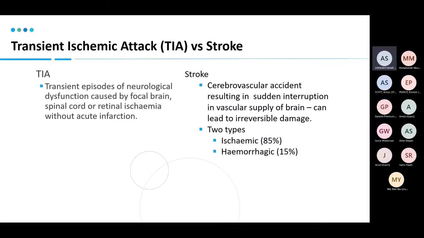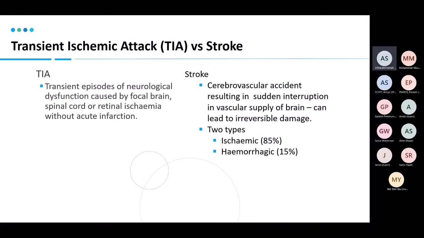So just to differentiate between a TIA and stroke. The definition for a TIA is a transient episode of neurological dysfunction, which is caused by a focal brain or spinal cord or retinal ischemia without any acute infarction. So there's no actual cell death, it's just a blockage of the blood supply to that bit of the brain. It's almost paused, but then once the blockage clears up, it regains its function again.